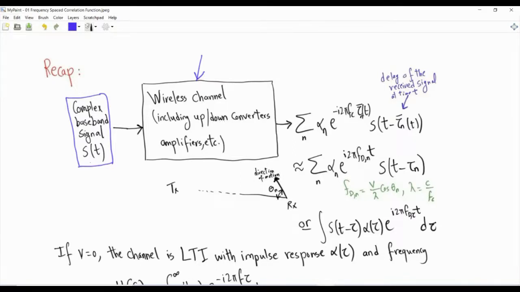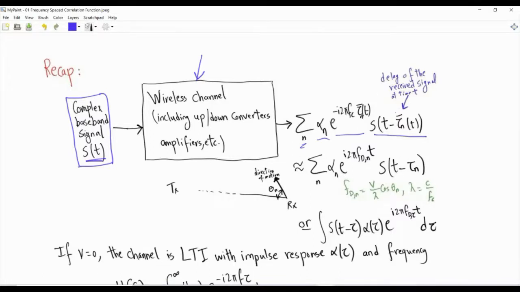So this is your input signal, which is S of t. Now what you get is basically the signal delayed and then multiplied by this phase factor, and then you have an amplitude factor, complex amplitude factor, and then you have a sum because you receive the signal through a number of paths.